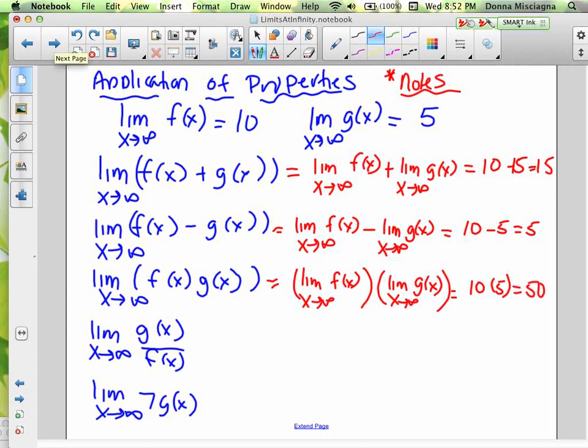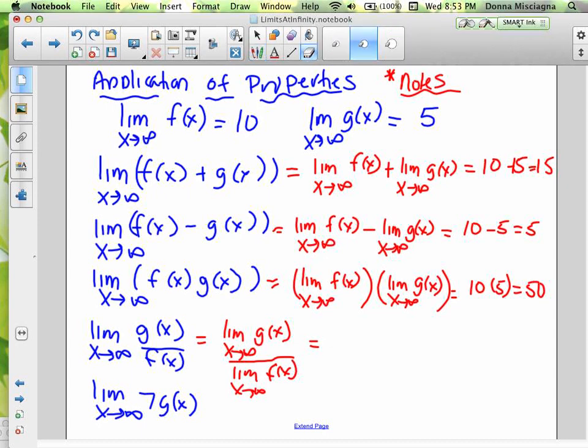The limit of g of x divided by f of x as x approaches infinity is just going to be equal to the limit of g of x as x approaches infinity divided by the limit of f of x as x approaches infinity. Right? And so that's just going to be equal to 5 divided by 10, which is 1/2.